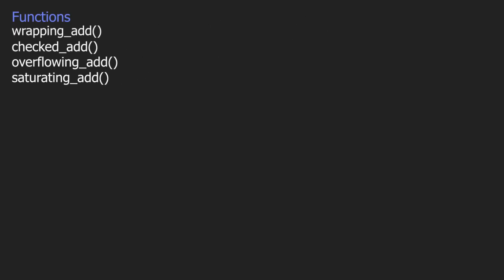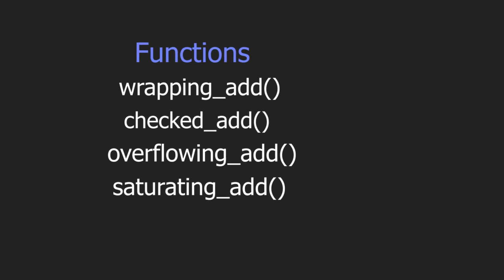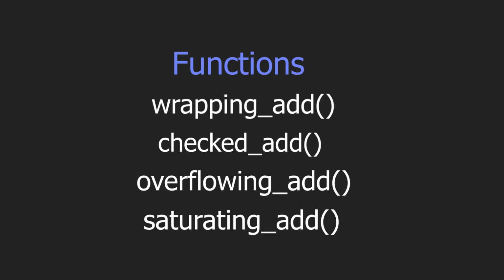So far, I have given all the examples using u8, but it will behave the same for other data types as well. So, for i8, adding 1 to 127 will give the result minus 128.